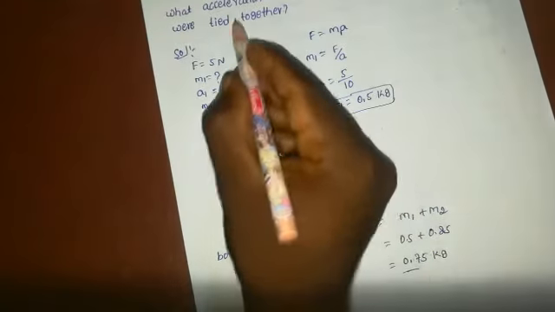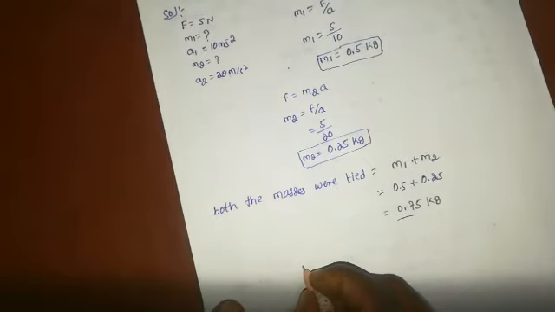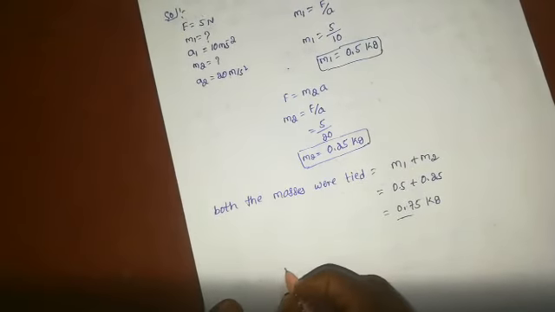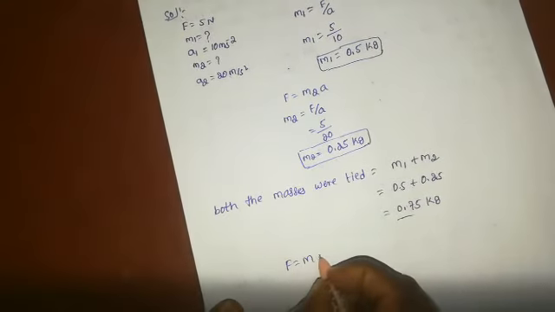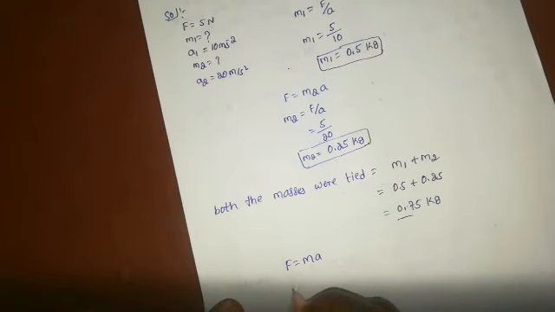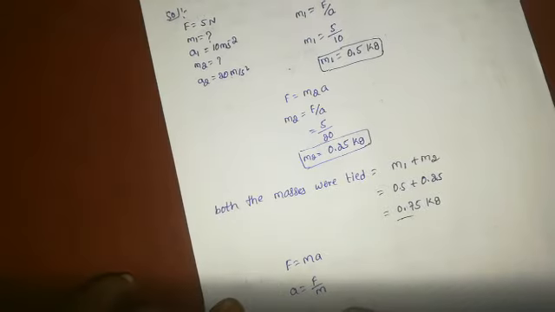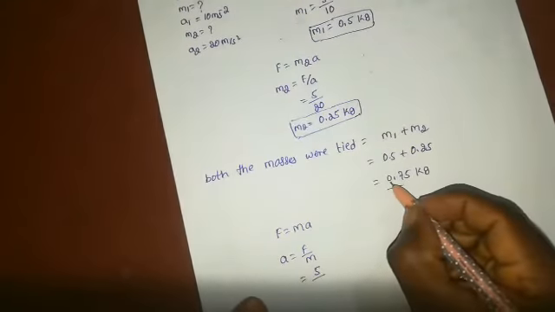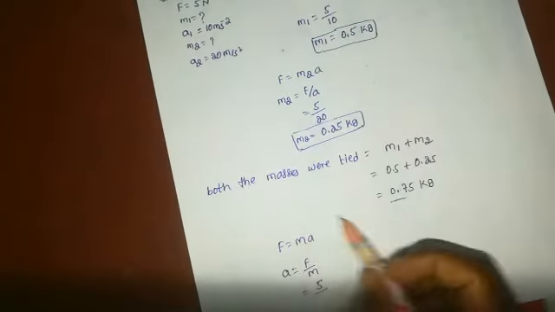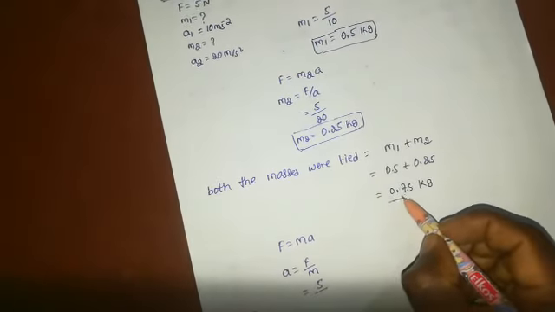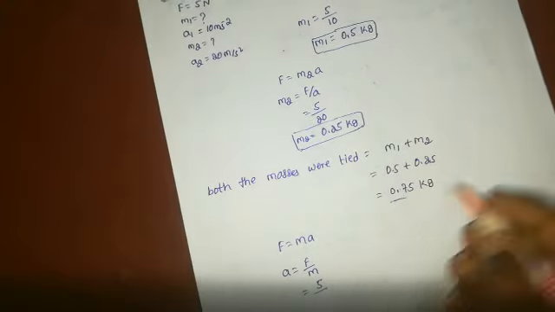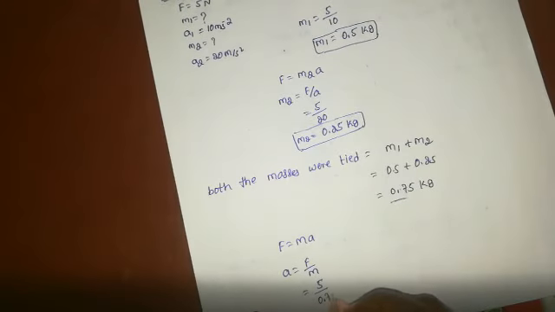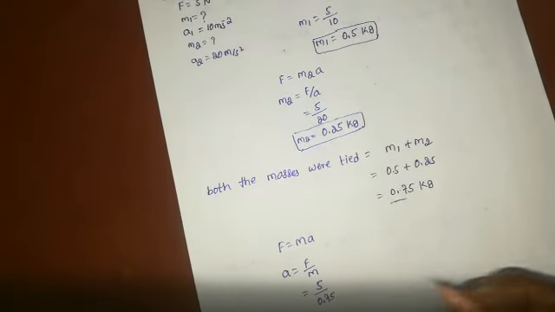Now we have to find out the acceleration. We use the same expression, F is equal to ma. So acceleration is equal to force by mass, that is, the force is 5 newtons divided by the mass. What is the mass? Both the masses were tied together, so the mass is 0.75 kg. Now we have to divide 5 by 0.75.